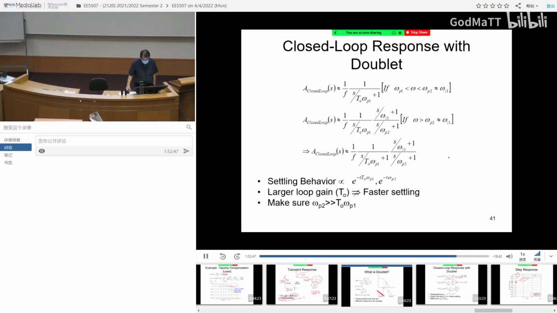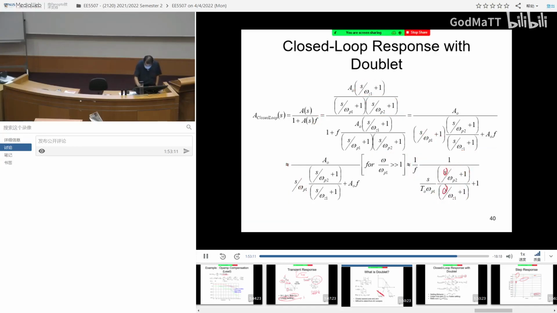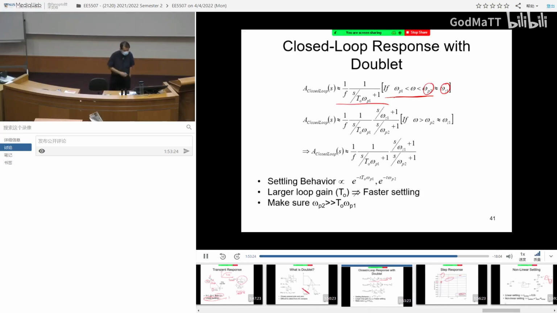So we can do a further step. At frequencies in between the non-dominant pole and the dominant pole, the non-dominant pole and zero are very close to each other. So in this frequency range, I basically don't care about these two terms. Why? Because when the frequency is smaller than omega P2, this is ignored, and I get back to only this term. So it behaves as we want, a dominant pole system.